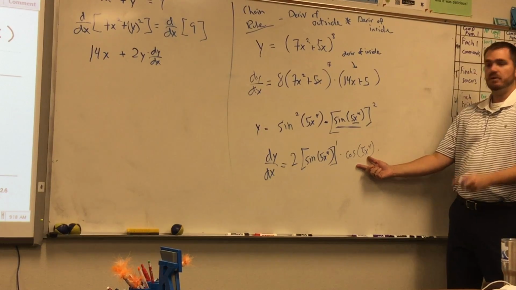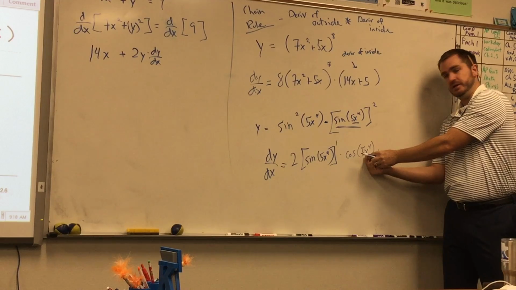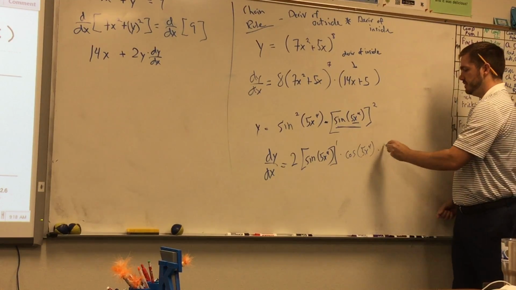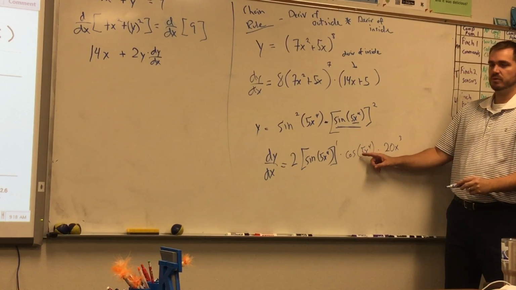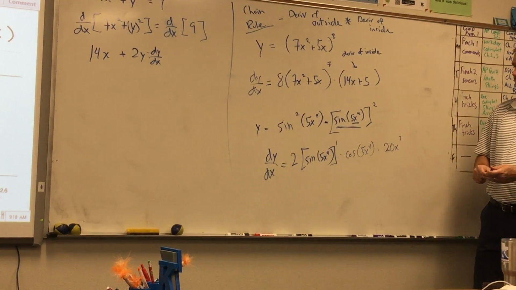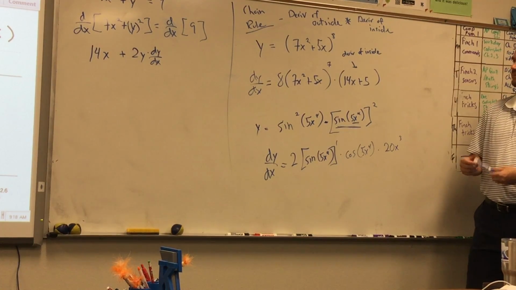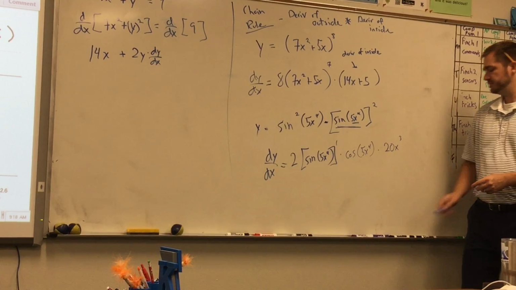Alright, but wait, there's more. Do you have to do times the inner? We have to do times the inner. So that's going to be 20x cubed. Popping down the 4, multiplying times the 5, 4 times 5 is 20, and then power down, and you get 3. Alright, great, there's chain rule.